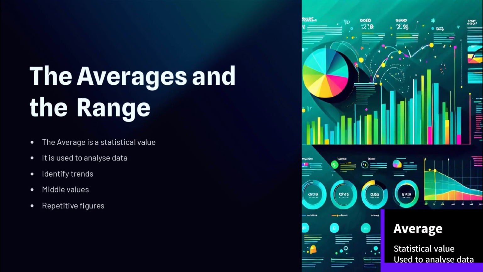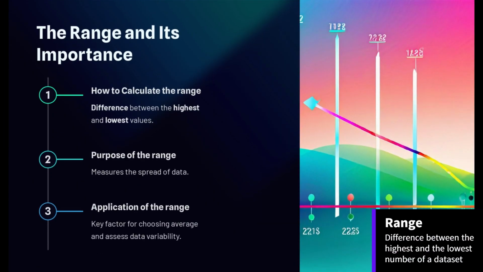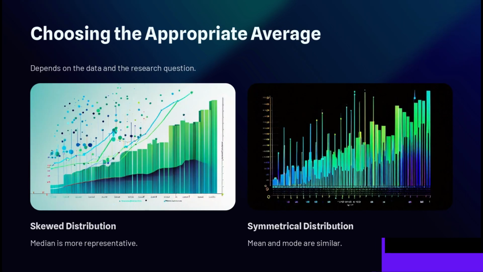The average is a statistical value used to analyze a dataset and identify trends, middle values, or repetitive figures. The range is the difference between the highest and the smallest number of a dataset, and it plays a key factor when deciding which of the averages is more suitable to analyze our data.